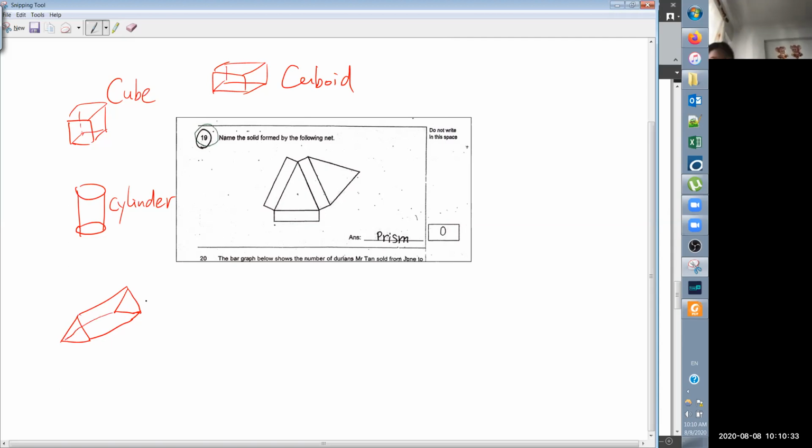Okay. So this is a prism. Then what is this? Prism, yeah. But what is this, the one I'm drawing right now? Pyramid. Yeah, this is called a pyramid. So what do you think of this? Do you get a prism or you get a pyramid? Prism, yeah.